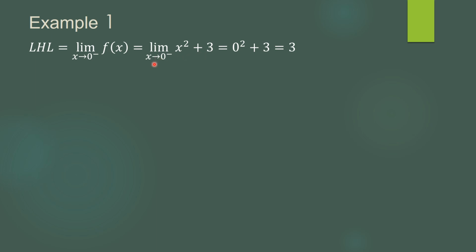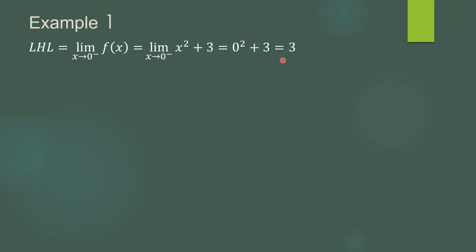So we get limit x tends to 0 minus of x square plus 3. Here we can substitute x directly as 0 because the denominator is not there. So replace x as 0. We get 0 square plus 3 is equal to 3. So the left hand limit value we get as 3.